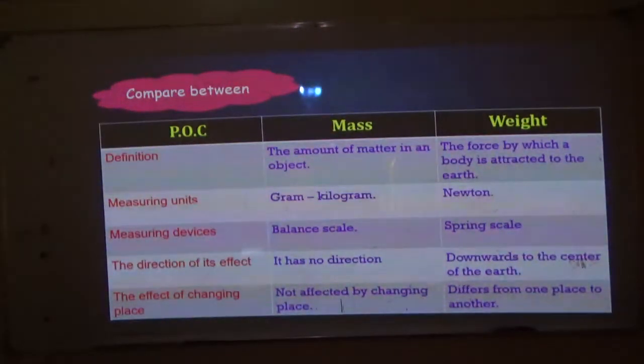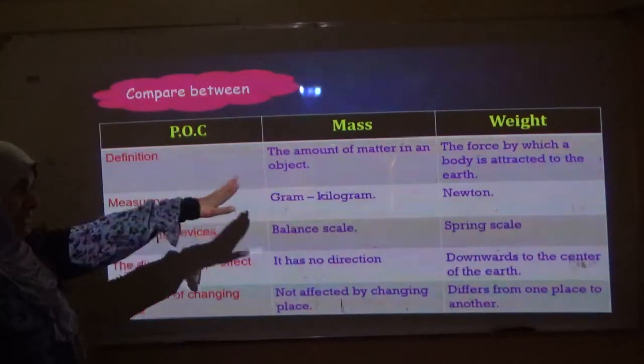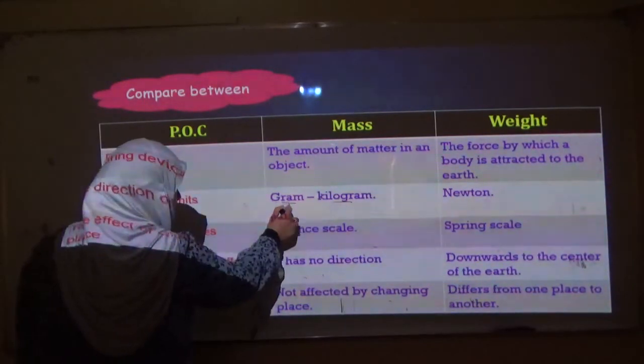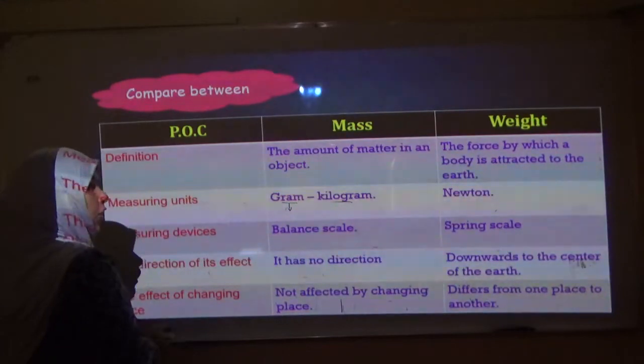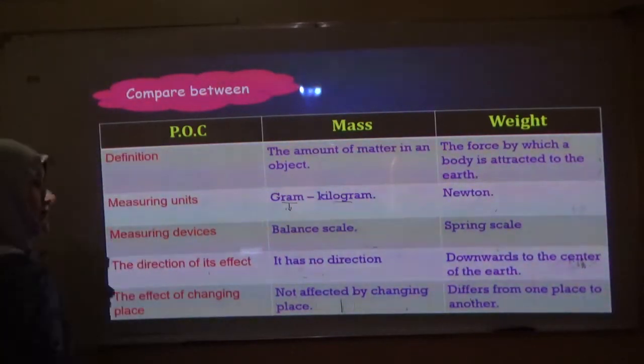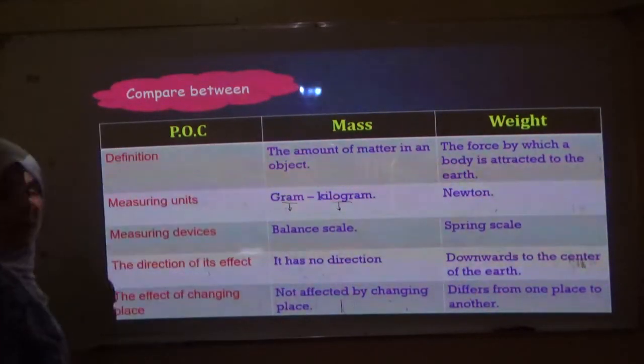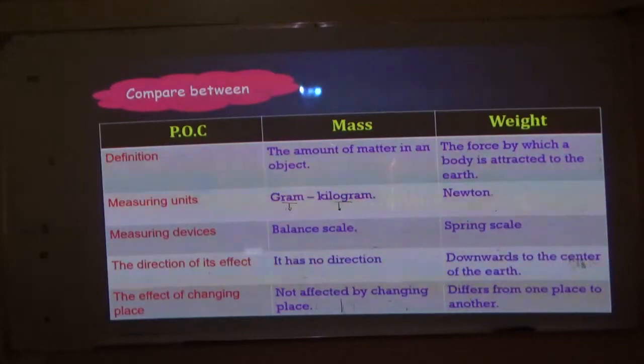We have the same table of comparison. Mass is the amount of matter in an object, as we know. Weight is the force by which a body is attracted to the earth. For the measuring units of mass, we have 2 units, gram and kilogram. Gram is used for small masses like gold, silver, diamond, and the expensive or precious objects. For fruits and vegetables, which can be considered large masses, we can use kilogram.